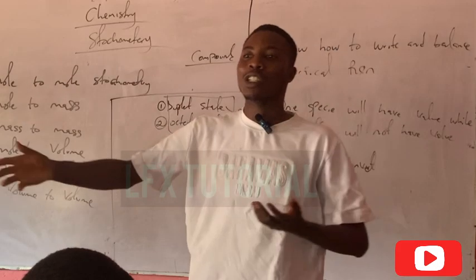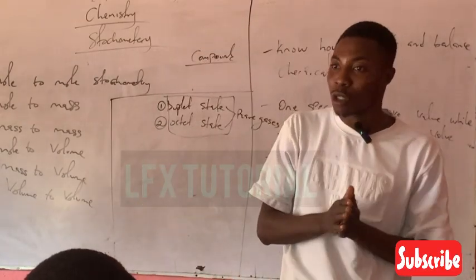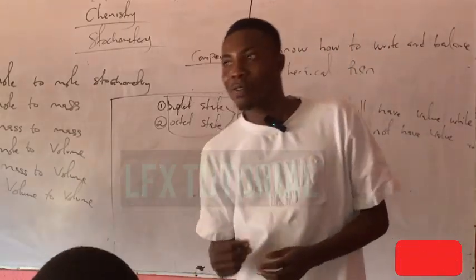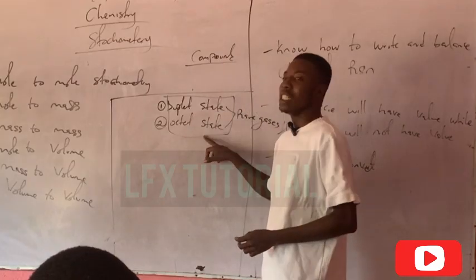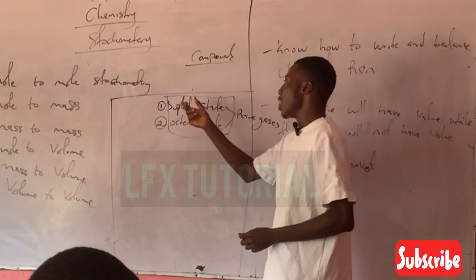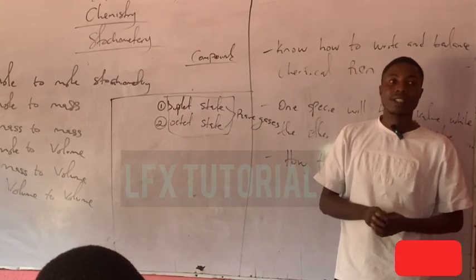Melters have too much they want to give out. Non-melters do not have, so they want to collect. They want to take. That's why they are taking from melters. So they can be either in this state or in this state. So at the end of the day, every element is trying to be either in duplex states or in octet states.